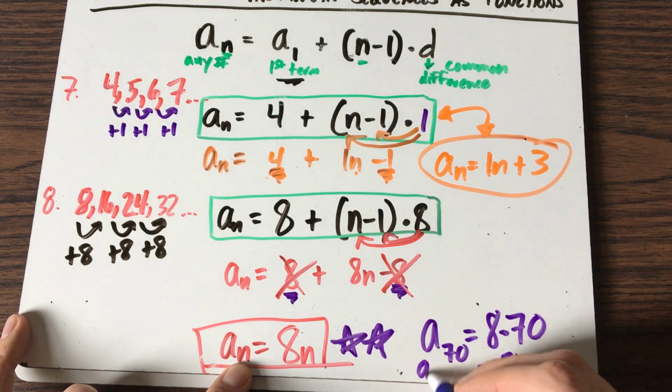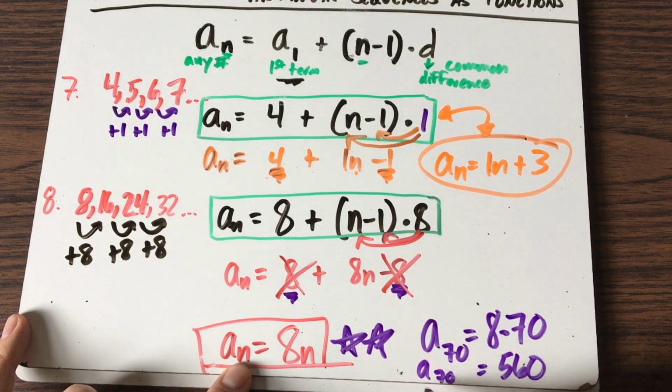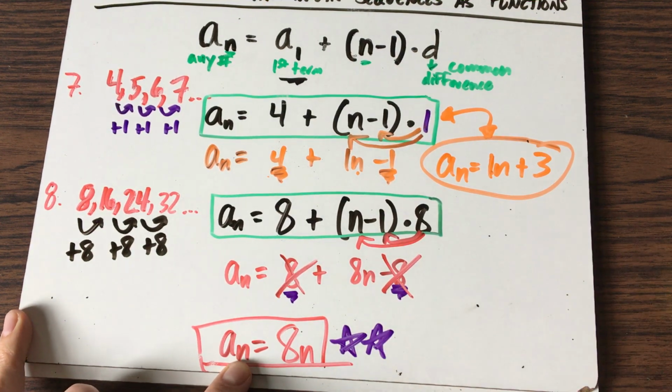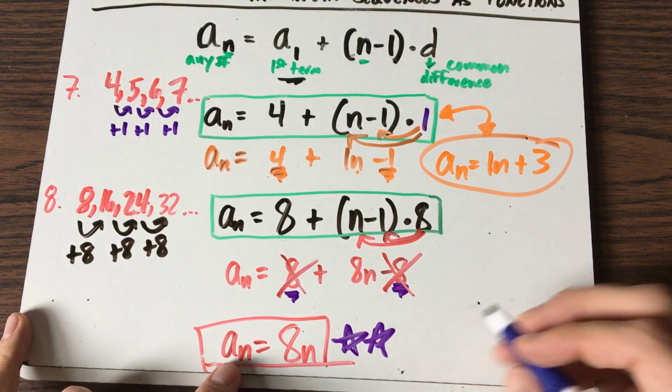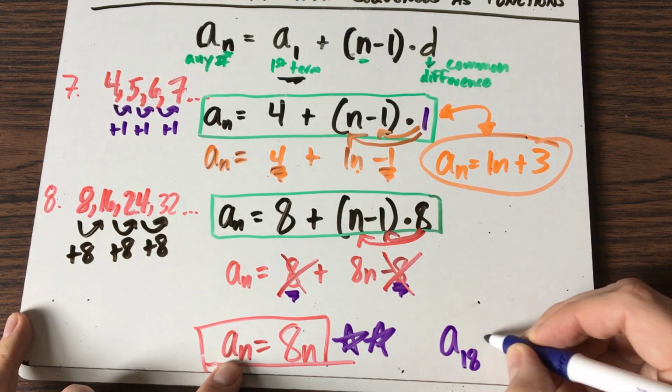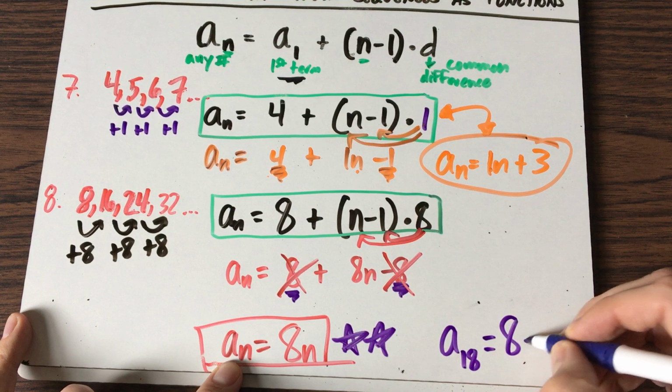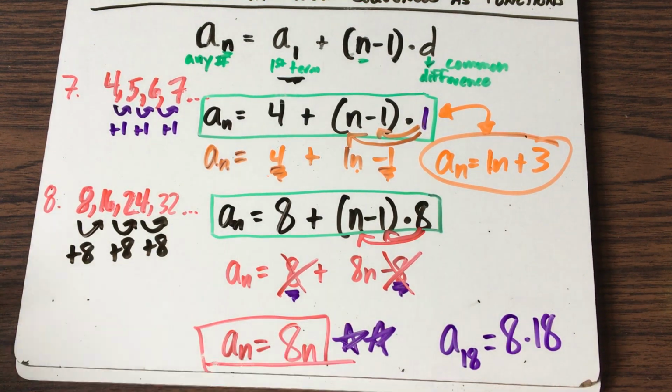And you could say, okay, A with a little 70 underneath it, A sub 70, the 70th number in this pattern is 560, right? And if I didn't want the 70th number, maybe the book just says, hey, what's the 18th number? Okay, well, instead of 70, I'm just going to put an 18 right there and say 8 times 18, right? And then I could work that out.